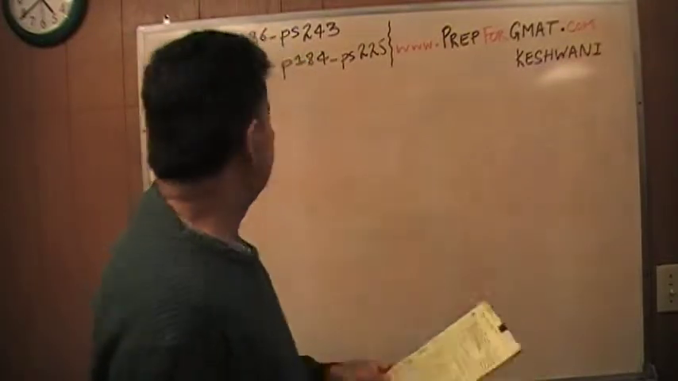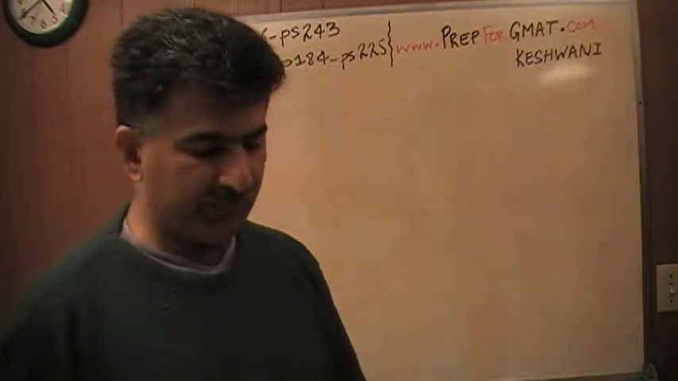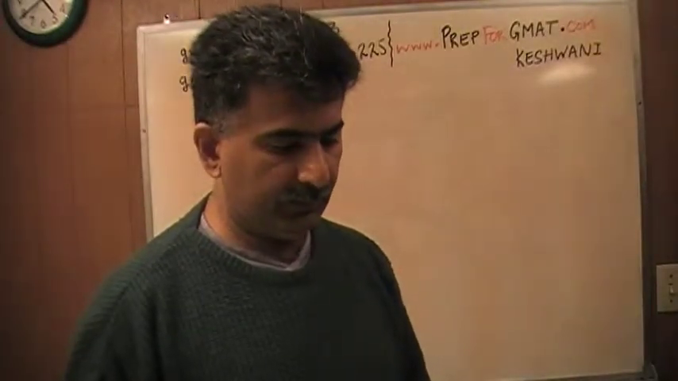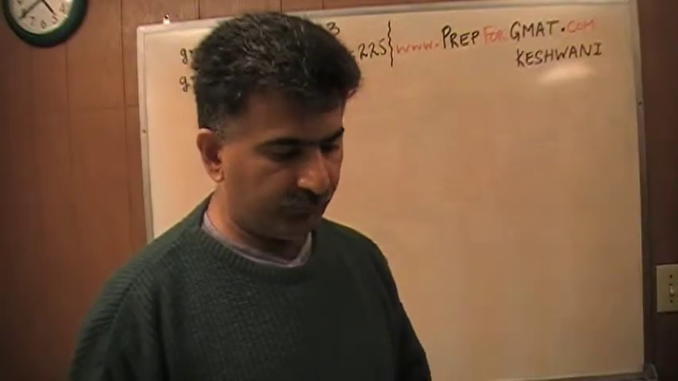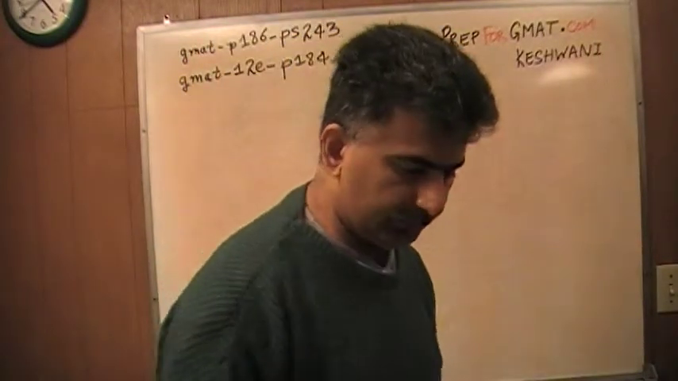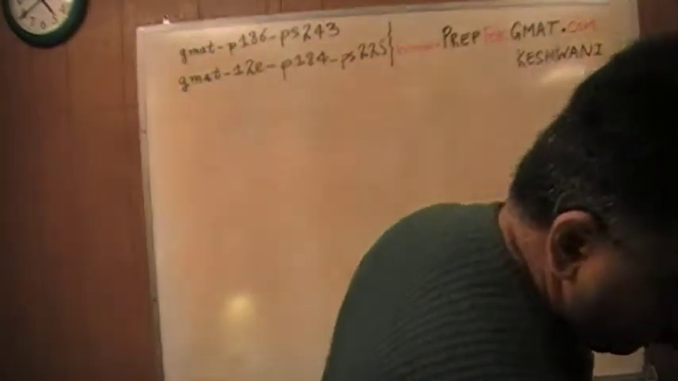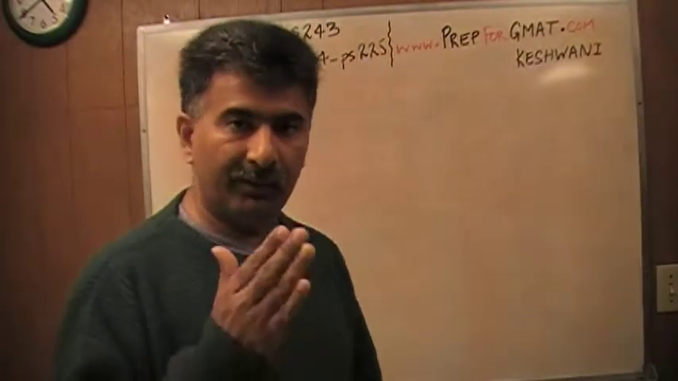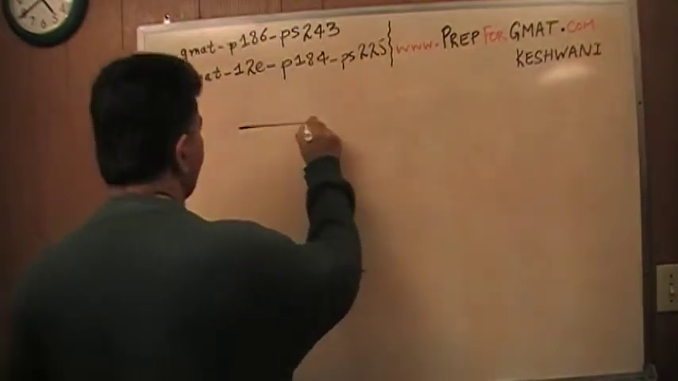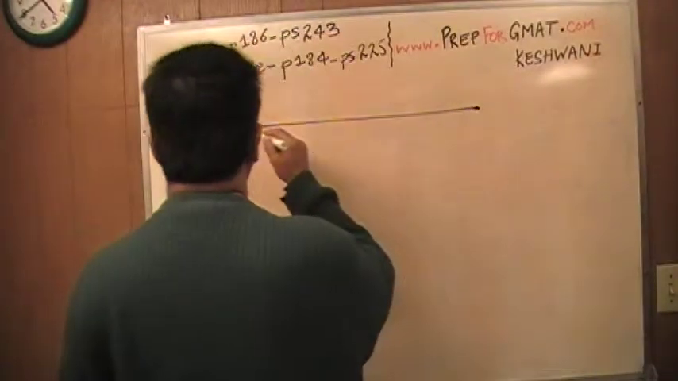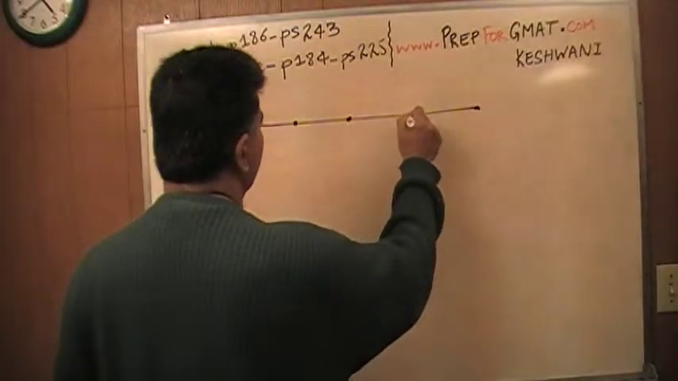Number 243. It says a straight line pipe 1 yard in length was marked off in fourths and thirds. Alright, so let's do that first. So we have a 1 yard long pipe and I'm going to mark it in 1/4 and 1/3 yards. Here's my 1 yard long pipe. Here's the middle. This is 1/4, this is 1/4.